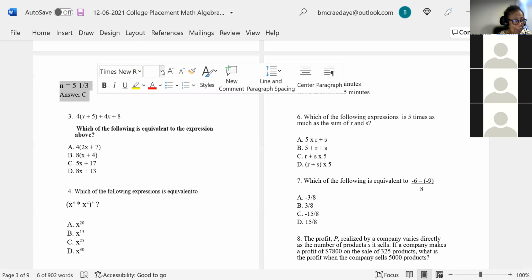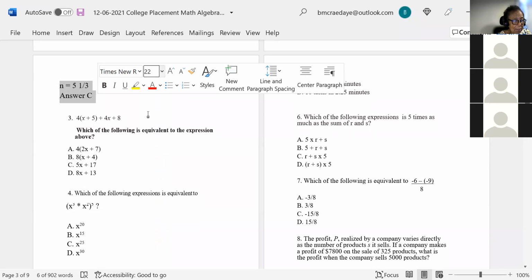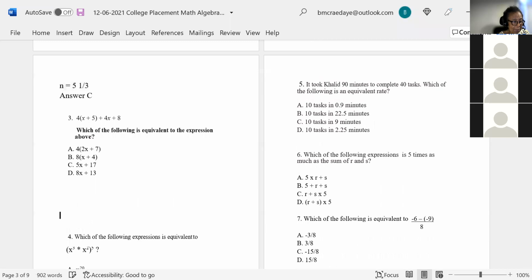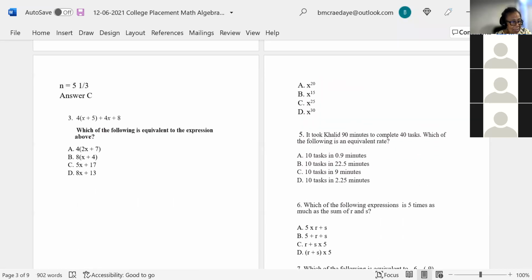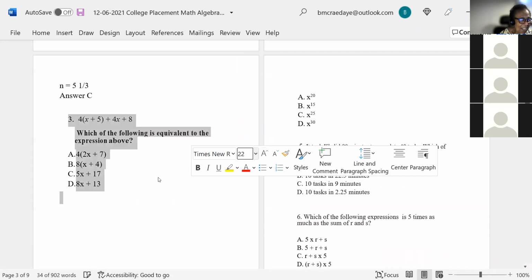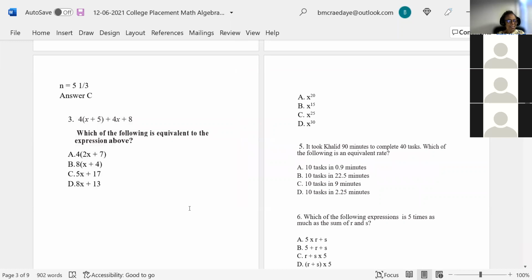Okay. Make this bigger. All right. Okay, solve number 3. Make sure the volume is up. Remember your PEMDAS, you can do your parentheses first.